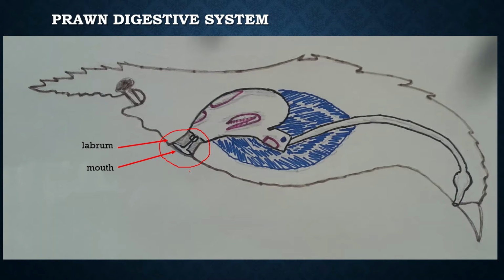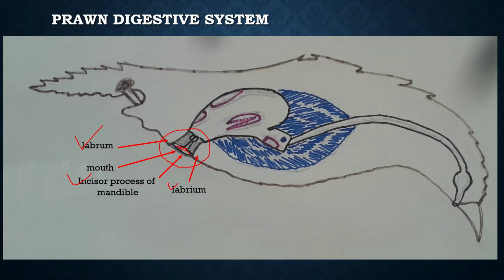by a shield-like plate called the fleshy labrum. Laterally the mouth cavity is bounded by the plate-like incisor process of the mandibles, and posteriorly it is bounded by the bilobed labium. So the labrum, incisor process of the mandibles and labium are useful to cover the mouth cavity. Then the mouth leads into the buccal cavity.